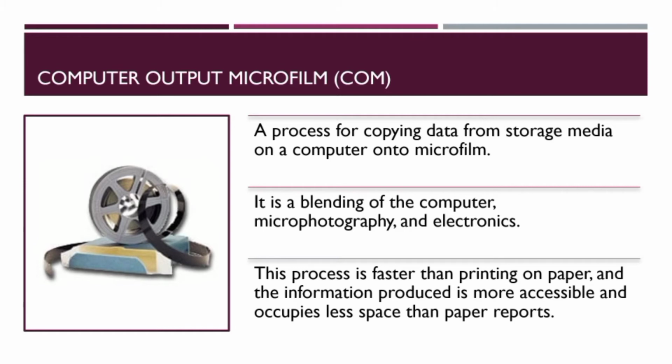Next, computer output microfilm (COM). Computer output microfilm is a process for copying data from storage media on a computer onto microfilm. It is a blending of computer, microphotography and electronics. This process is faster than printing on paper, and the information produced is more accessible and occupies less space than paper reports.